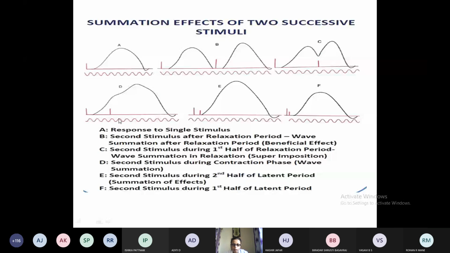So the reason behind it is the tension which occurs due to the second stimulus applied successively at a suitable interval, it may thus be considered greater than that from the first stimulus. So this entire phenomenon is called beneficial effect because the second stimulus gets benefited by the changes produced in the muscle due to the first stimulus. So the second is getting benefited due to the changes that happened during the first stimulus.